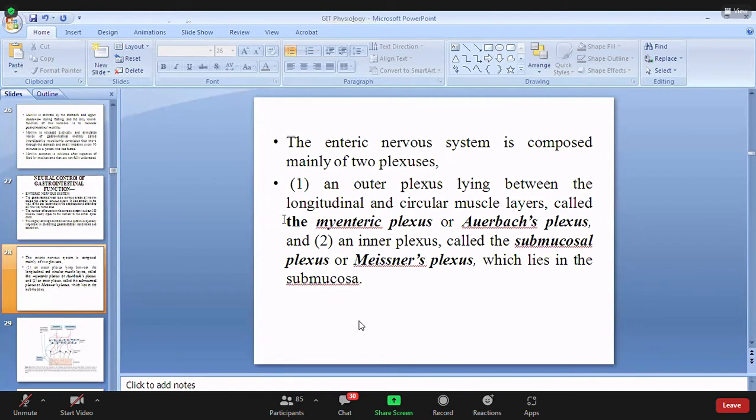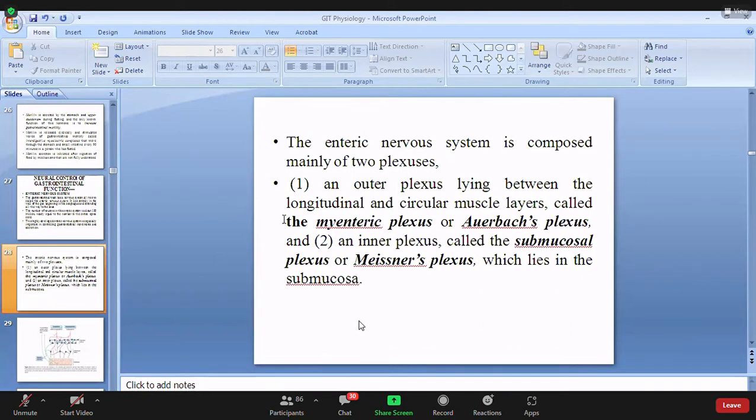This enteric nervous system is composed of mainly two plexuses. The outer plexus, lying between the longitudinal and circular muscle layers, is the myenteric plexus or Auerbach's plexus. And the inner plexus is called the submucosal plexus or Meissner's plexus, which lies within the submucosa. Teachers really want to know this. It is one of the teachers' pet questions.